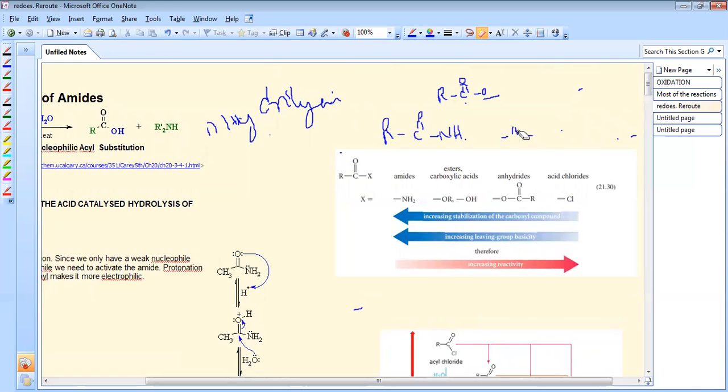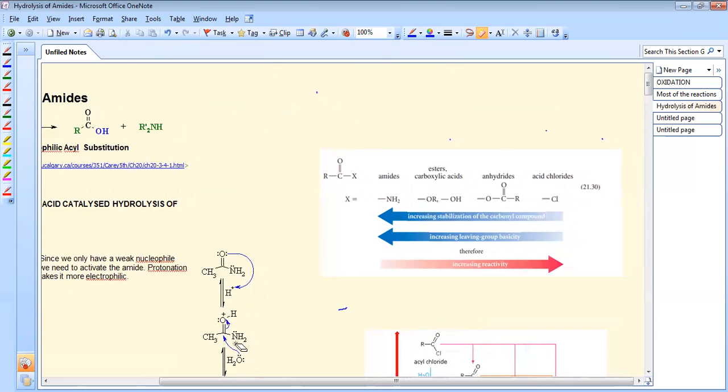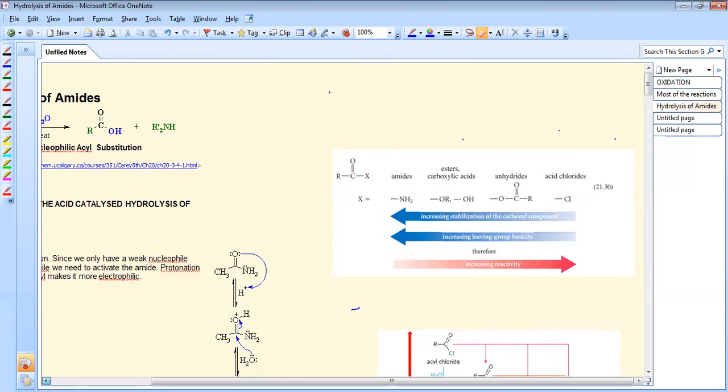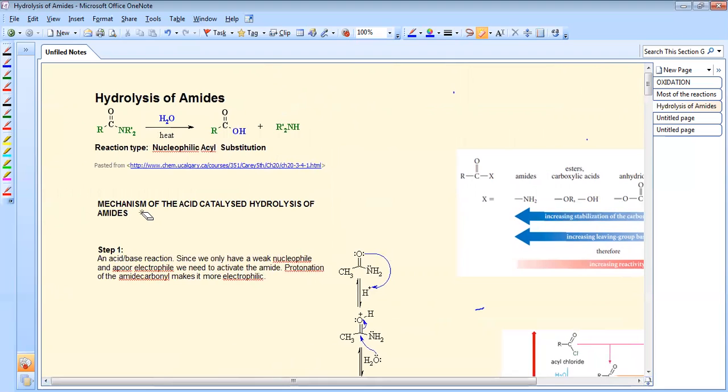Okay, so first one is ester hydrolysis. It is very important, and we can expect it in the examination also. Ester hydrolysis can be done in presence of acid as well as in presence of base. Okay, let's see the first, amide hydrolysis.